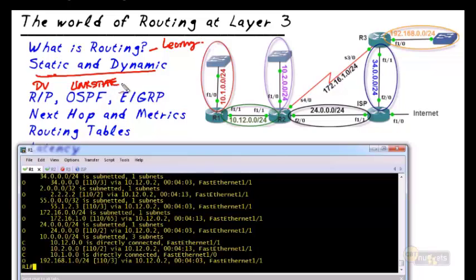And we also talked about the next hop. The next hop is the next person that this router is going to forward a packet to in order to get that packet to its final destination. And then we also discussed metrics. With RIP, the metric was a hop count. With OSPF, it was a cost.